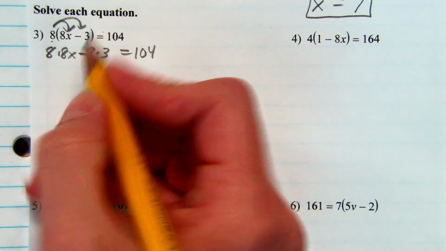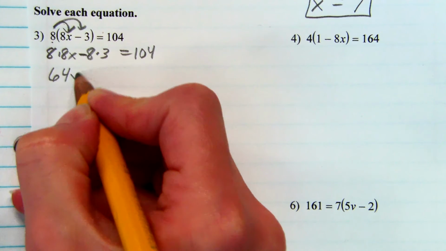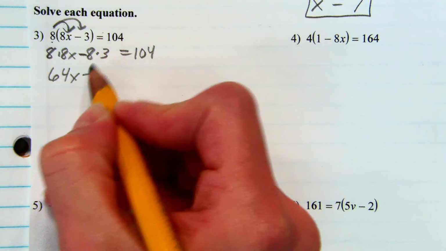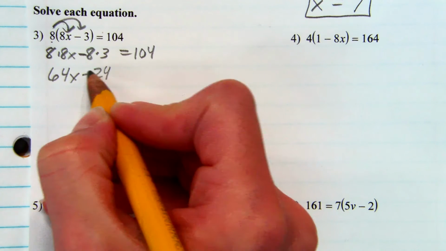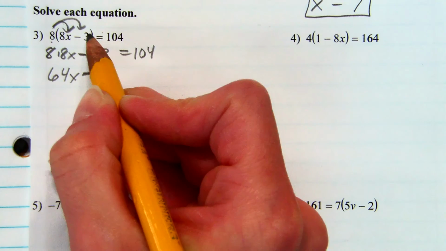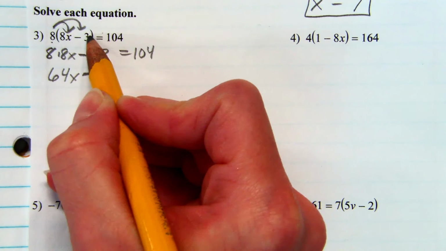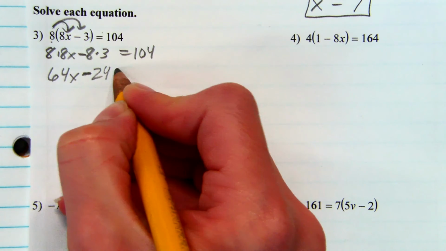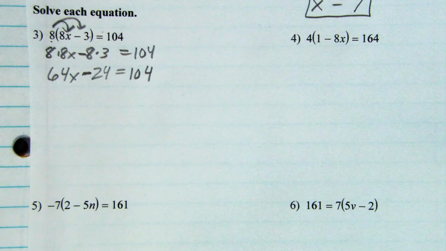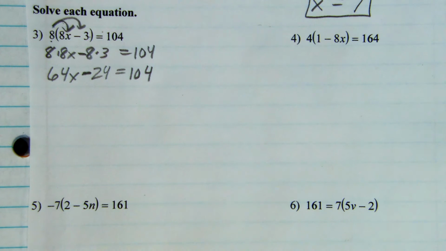So 8 times 8 is 64. That gives us 64x. And then 8 times 3 is 24. And I know this is going to be minus or negative because I had that minus with the 3. It's like 8 times negative 3, which would give me negative 24, since those have opposite signs. Once you do the distribution carefully so that you know that your answer is correct, then you can start doing your normal two-step equation stuff.